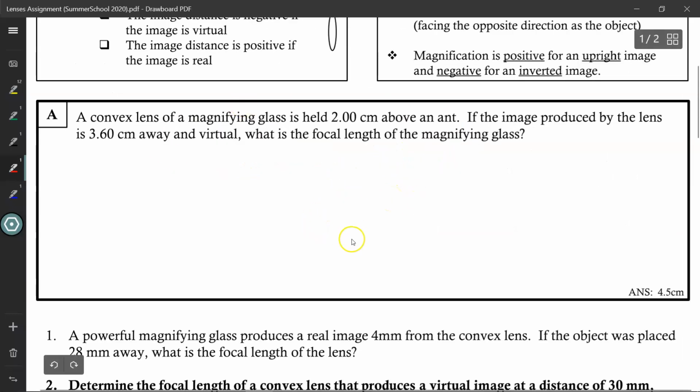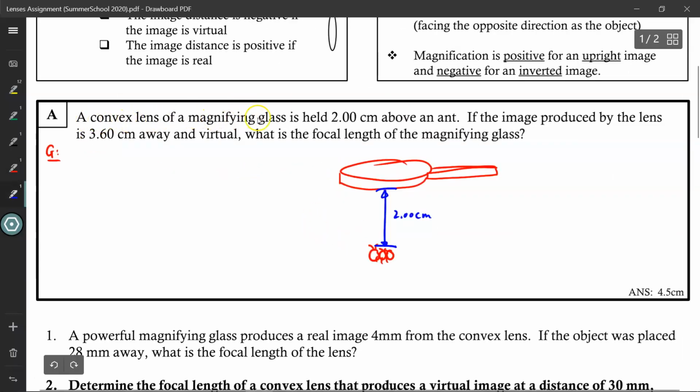So let's begin. A convex lens of a magnifying glass is held 2 centimeters above an ant. This wording might be confusing for some students because they see the word above, and when we think about the word above, we think of height. But this is not saying that the height of the object, in this case the ant, is 2 centimeters. It's the distance between the lens and the ant itself that's 2 centimeters. So in this case, we say the distance of the object is 2 centimeters. So be careful with the wording and how you read these questions.